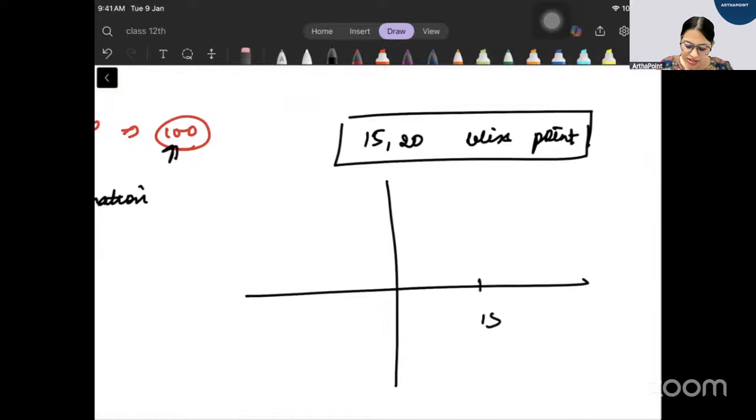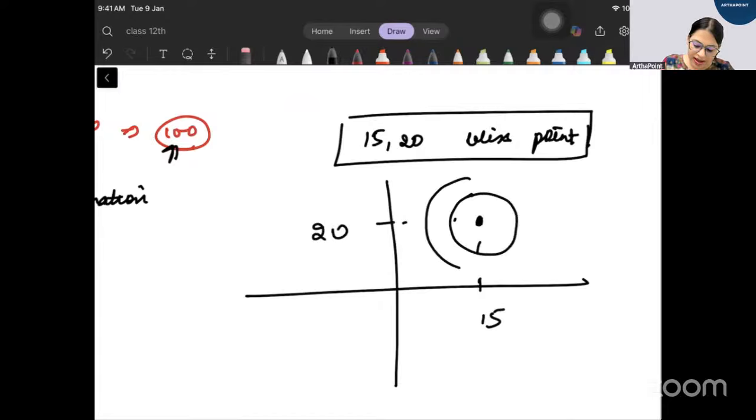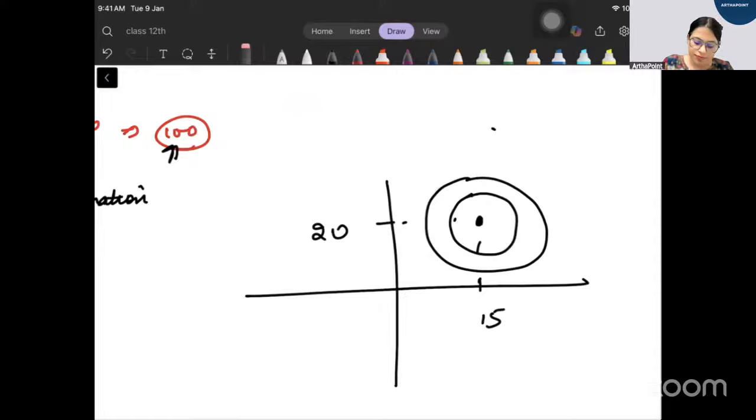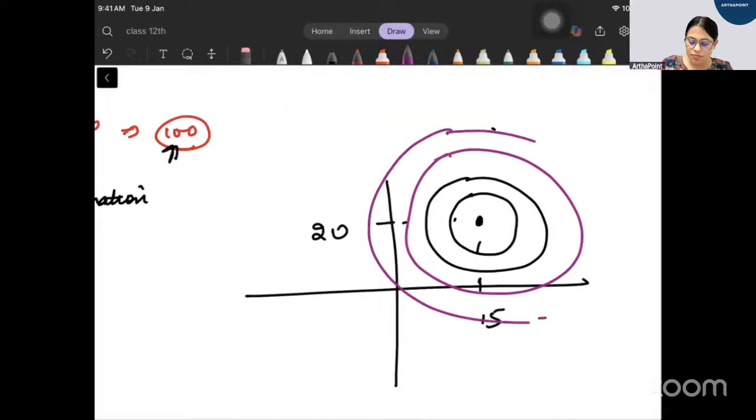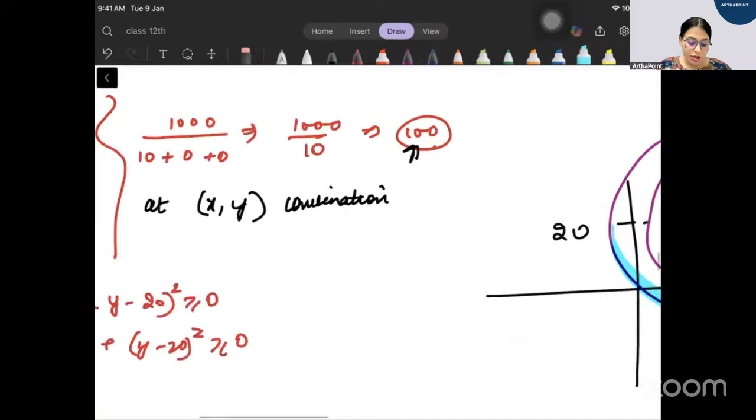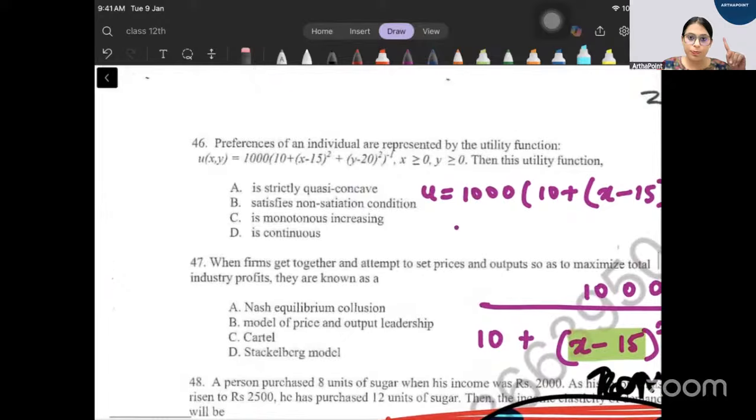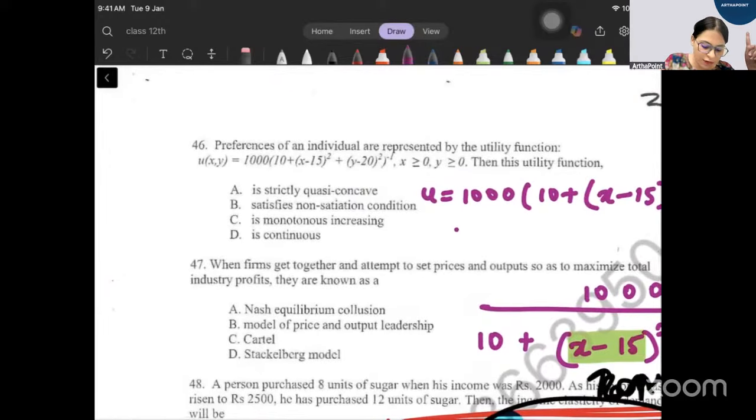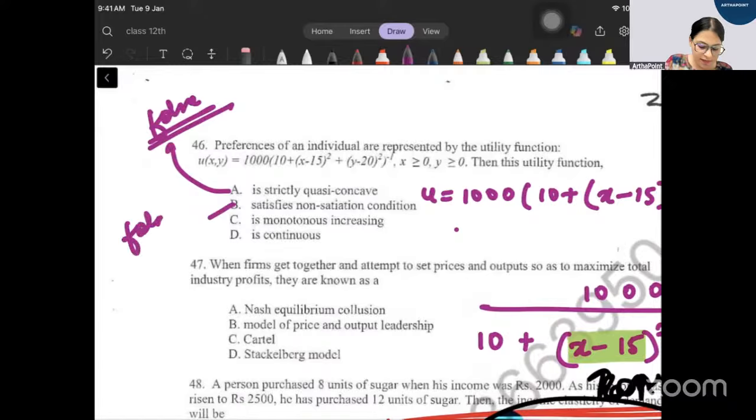So we can say that if this is 15 and this is 20 and ये मेरा point है, so these are my ICs around it. These will be my ICs. So my indifference curve will have concave and convex part to it. उसमें convex वाला part भी include हो रहा है and concave वाला part भी include हो रहा है, right? So which means that if I go to the first part, it is strictly quasi concave, this is false. If I go to the second part, it satisfies non-satiation condition, ये भी false है.